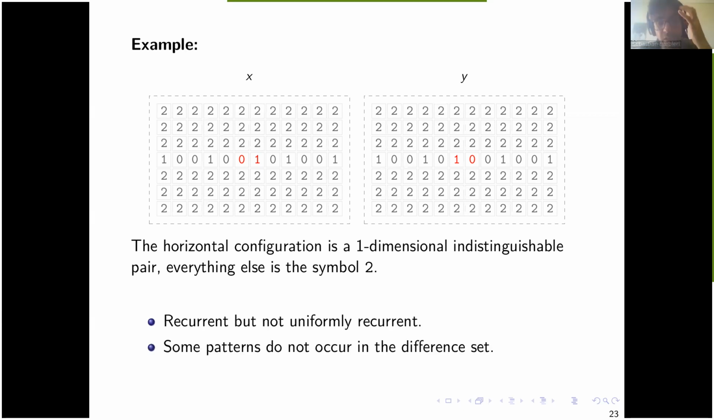Also, some patterns do not occur in the difference set. The 2 does not occur. And I could do the same here. Instead of putting 2's everywhere, I can start putting other rows of symbols, all 3s, all 4s, all 7s. I don't care. It's still going to be an indistinguishable asymptotic pair, and then the complexity can be as high as I want. So, okay, these things are more complicated. That means I'm going to need more assumptions to get something interesting.